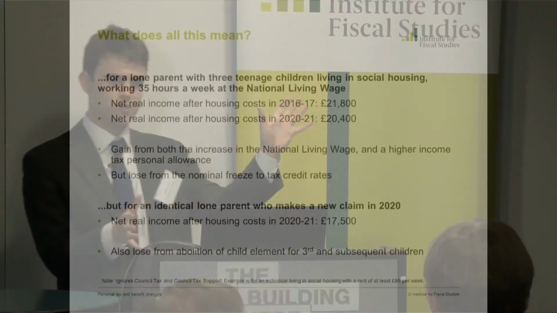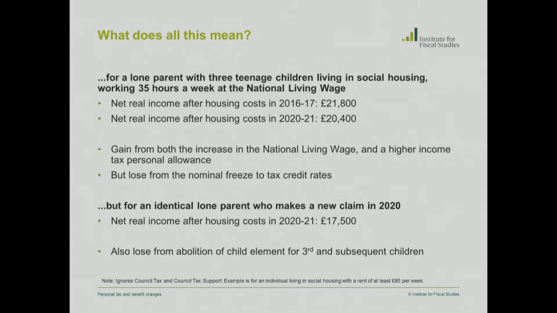But if that's your rationale, it's unclear why you'd want to affect new claims where all the children are already born. So what does all this mean? Well, let's take a lone parent with 3 teenage children in exactly the same labour market position as my first example. So again, working full-time on the national living wage.